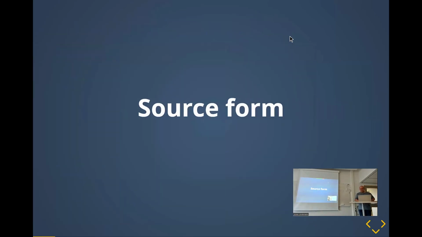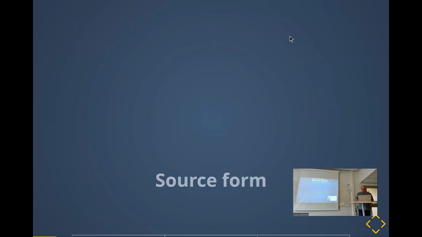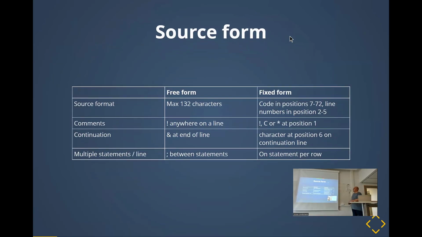As I said before, Fortran 77 used fixed format source code. That means that code in position 7 to 72 are statements, the line numbers are in position 2 to 5, you have a comment at position 1, position 6 is for continuation, and only one statement per row. And Fortran 90 removed most of these restrictions.